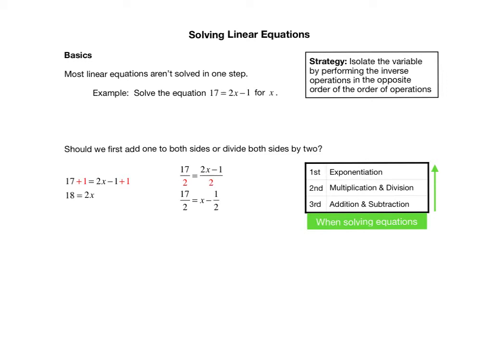As was mentioned in a previous screencast, most linear equations aren't solved in just one step. So let's take a look at a new example. Solve the equation 17 equals 2x minus 1 for x. This is a multi-step equation.